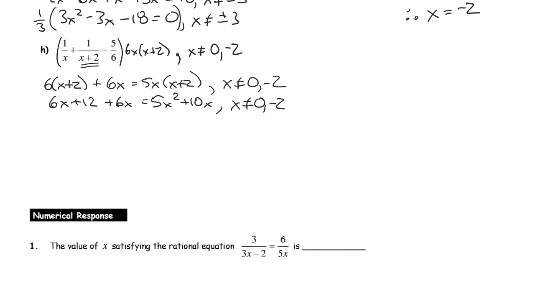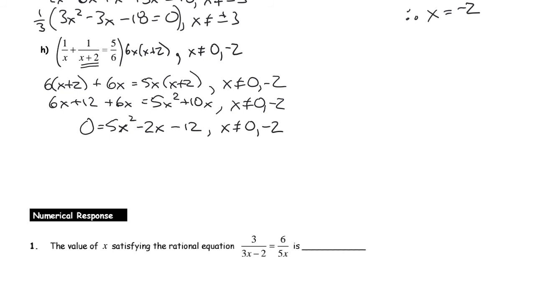So now I'm going to move everything over to the right-hand side because I like it when the quadratics are equal to 0, but I also like it when the quadratic term, the x squared term, is positive. It's just easier to work with, right? So on the left-hand side, I've got 6x and 6x, that's 12x. And when I bring it over to the right-hand side, by subtracting it, I'm going to get negative 2x. 10x minus 12x will be negative 2x. And then I'm going to subtract that 12 from both sides, get negative 12. And again, with the understanding that x cannot be 0 or negative 2.